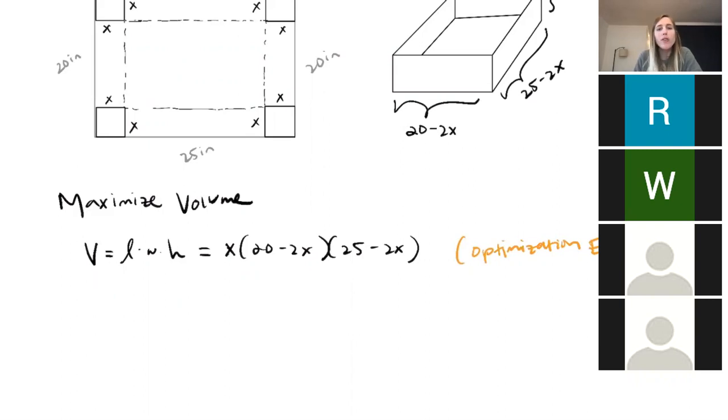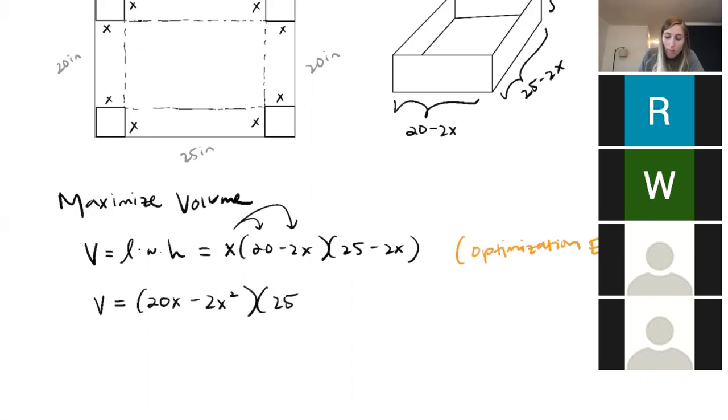So to simplify, you can either completely multiply out these factors, multiply out and combine like terms. You also have the option of just distributing the x into one of the factors. Like we could rewrite this as 20x minus 2x squared. And it doesn't matter which of the factors you distribute into, but you only distribute into one.